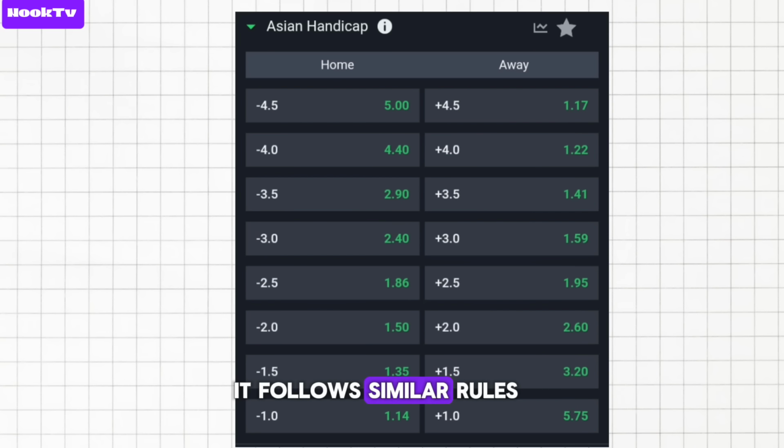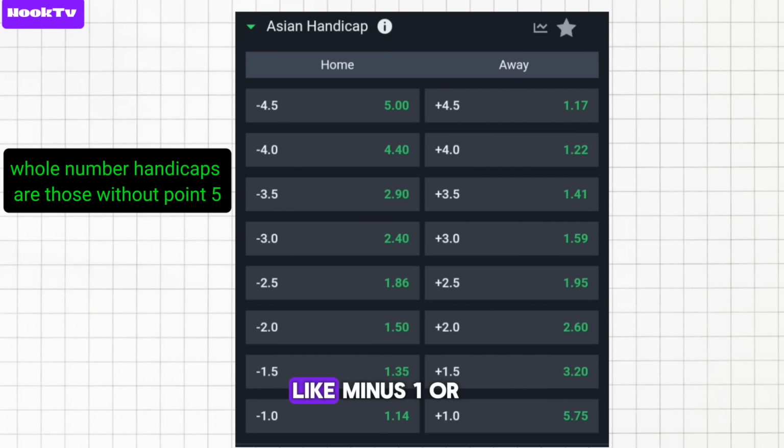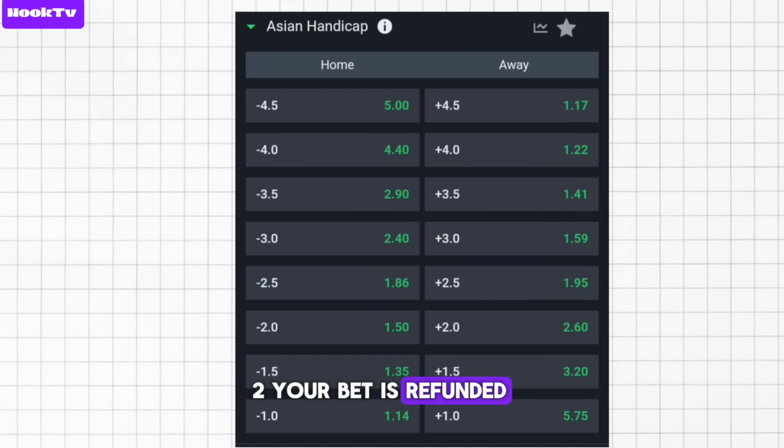It follows similar rules to the European handicap, but with a few key differences. 1. There are 0.5 increments, like -0.5, 1.5, in Asian handicap, which means there's no possibility of a draw after the handicap is applied. 2. No draw option. If the adjusted score results in a draw with whole number handicaps, like -1 or 2, your bet is refunded. This is known as a push, so you don't lose your money, and your betting slip stays active if it has other bets.